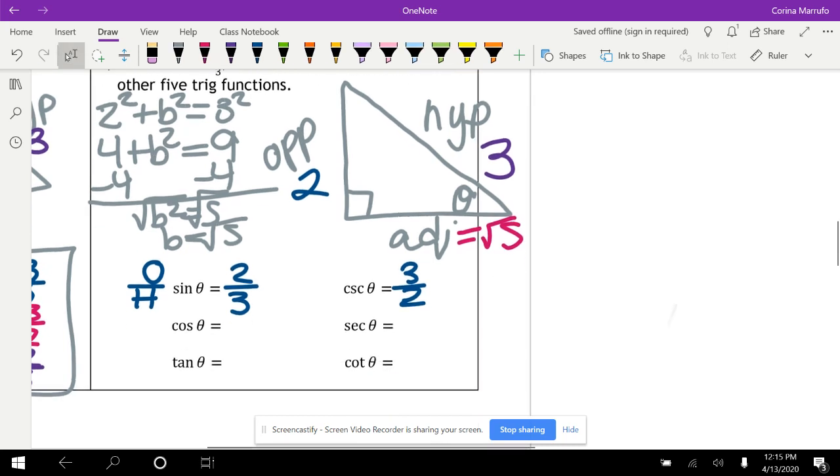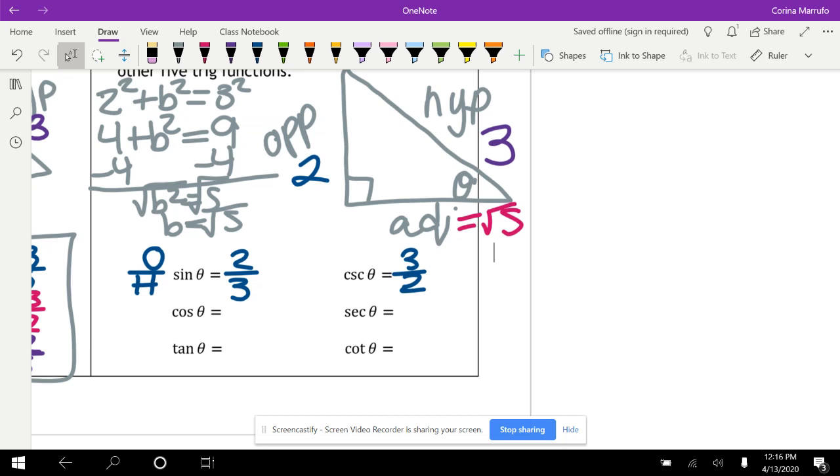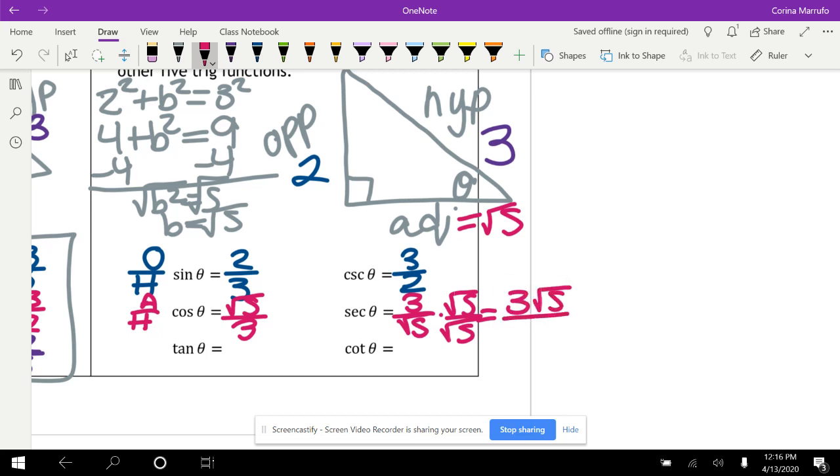So we're ready to start our trig functions. So cosine is going to be adjacent over hypotenuse, which we know the adjacent side now is the square root of 5 over the hypotenuse is 3. And then for secant, we're going to go ahead and flip the fraction, becomes 3 over the square root of 5. And so on here, we're not allowed to have a square root on the bottom, so we have to rationalize by multiplying the top and the bottom by the square root of 5. And so it's going to give us 3 times the square root of 5 over the square root of 5 times the square root of 5 just gives us 5.